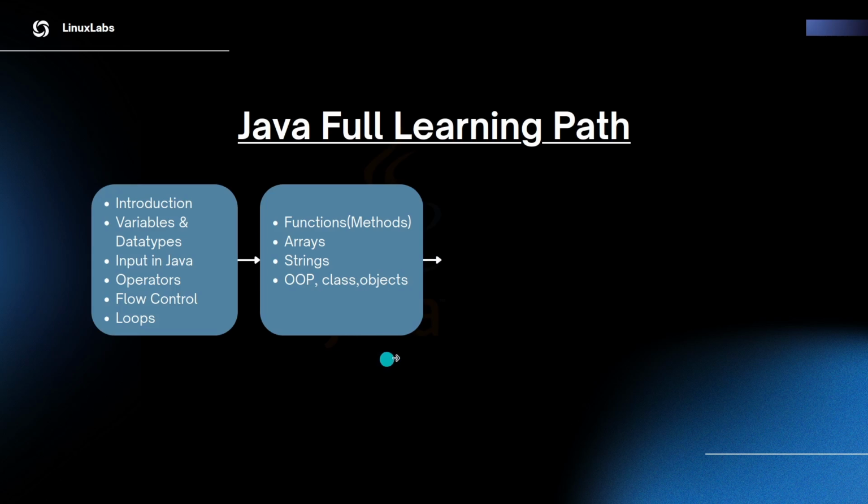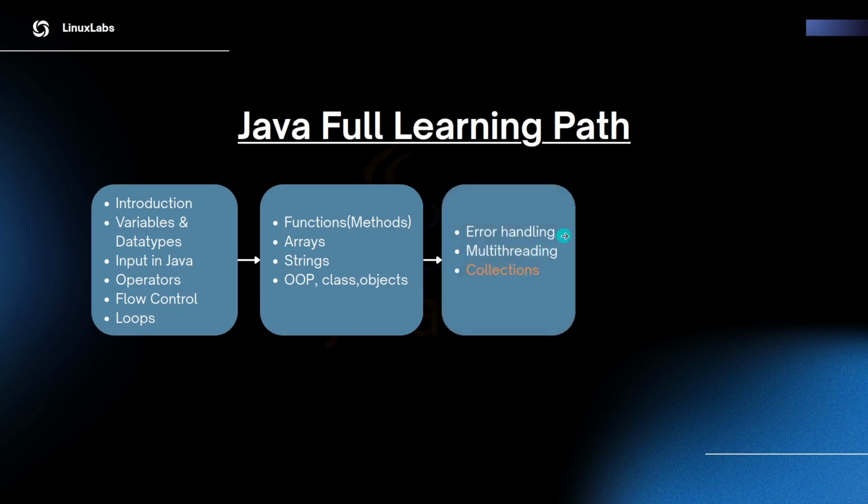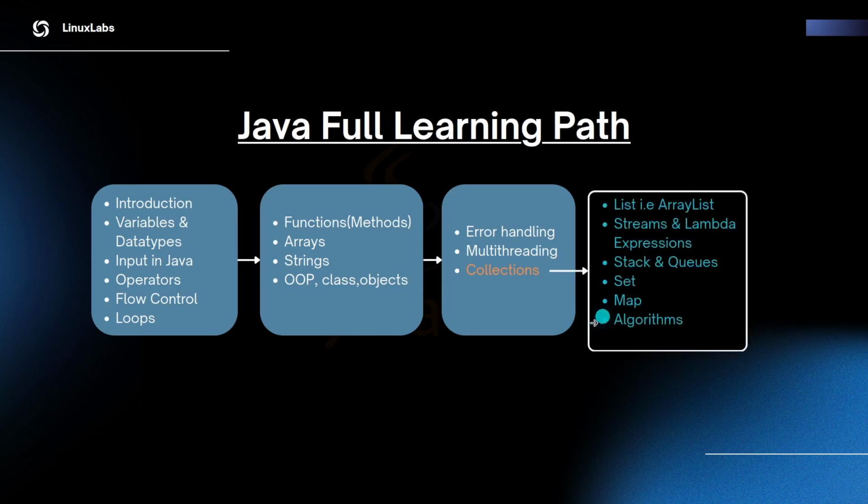Then we'll move on to error handling in Java using try-catch. We also cover multi-threading and concurrency. Here we learn things like what is multi-threading, how to create custom threads, and then we move on to collections, where we learn about collections. And some of the collections that we learn are lists. We also cover strings and lambda expressions, stacks and queues. We also cover sets, maps, and algorithms.